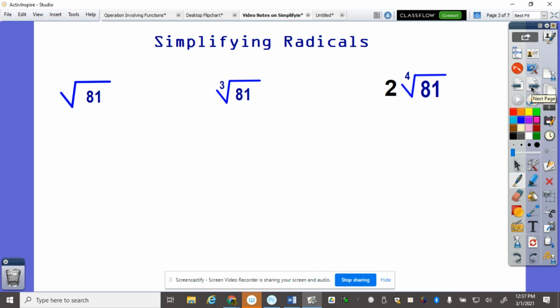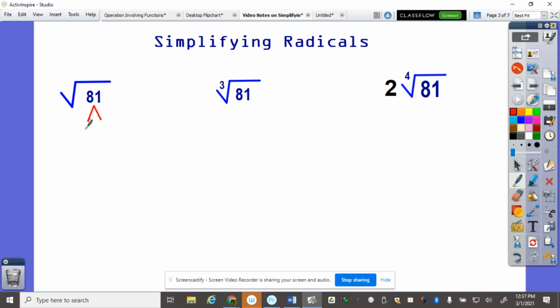So let's start now simplifying radicals. There are so many ways and stories on how to simplify radicals. Okay. But I'll just show you this one way. If you have a way that works, and you get the same answer and it's mathematically correct, I'm totally fine with that. Okay. Square root of 81, I like to do prime factorization.